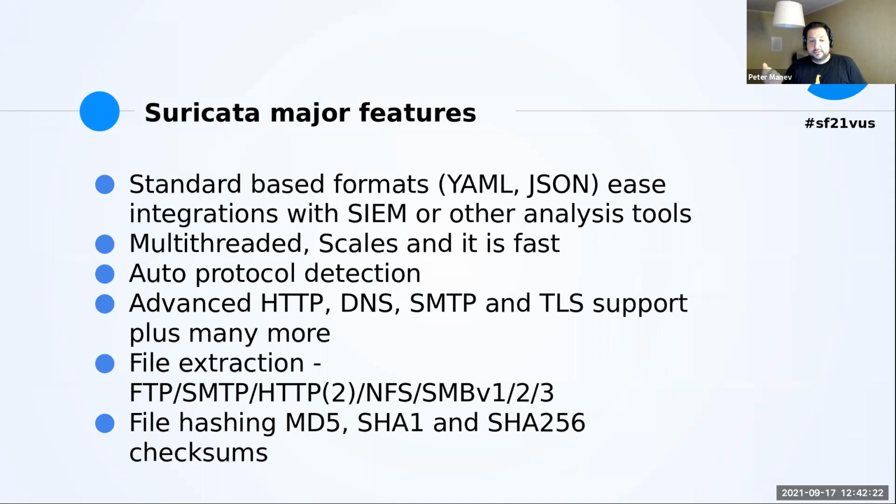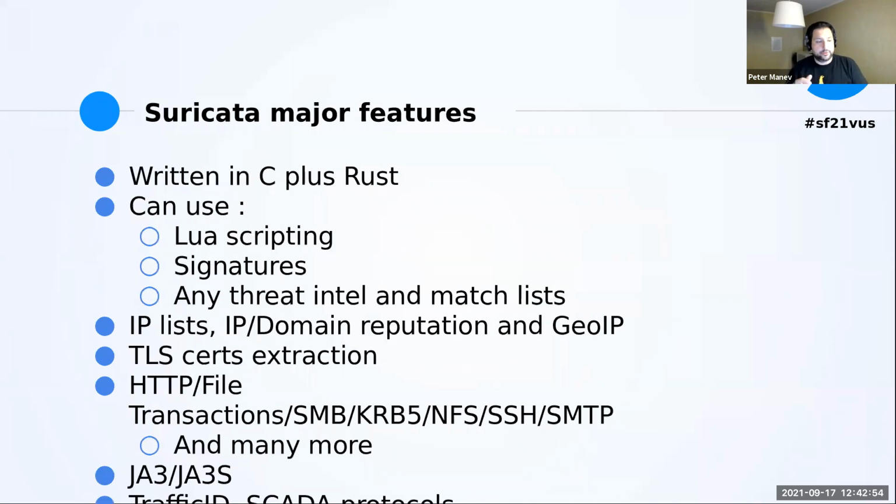It has advanced support for some of the heaviest protocols like DNS, SMTP, TLS, HTTP, plus a lot of others, of course. Natively can do file extraction out of FTP, SMTP, HTTP 1 and 2, SMB, NFS and similar, file hashing, not to mention the list. That's all the easy stuff, to be very honest. And a lot more. I tried to pack everything in here, or as much as I could.